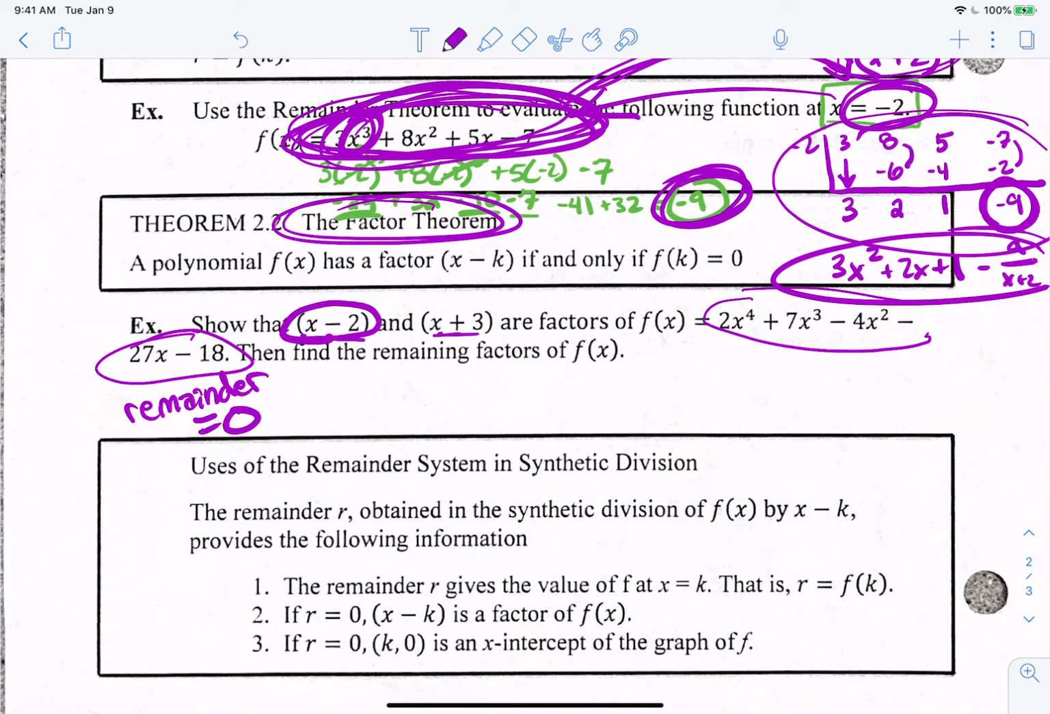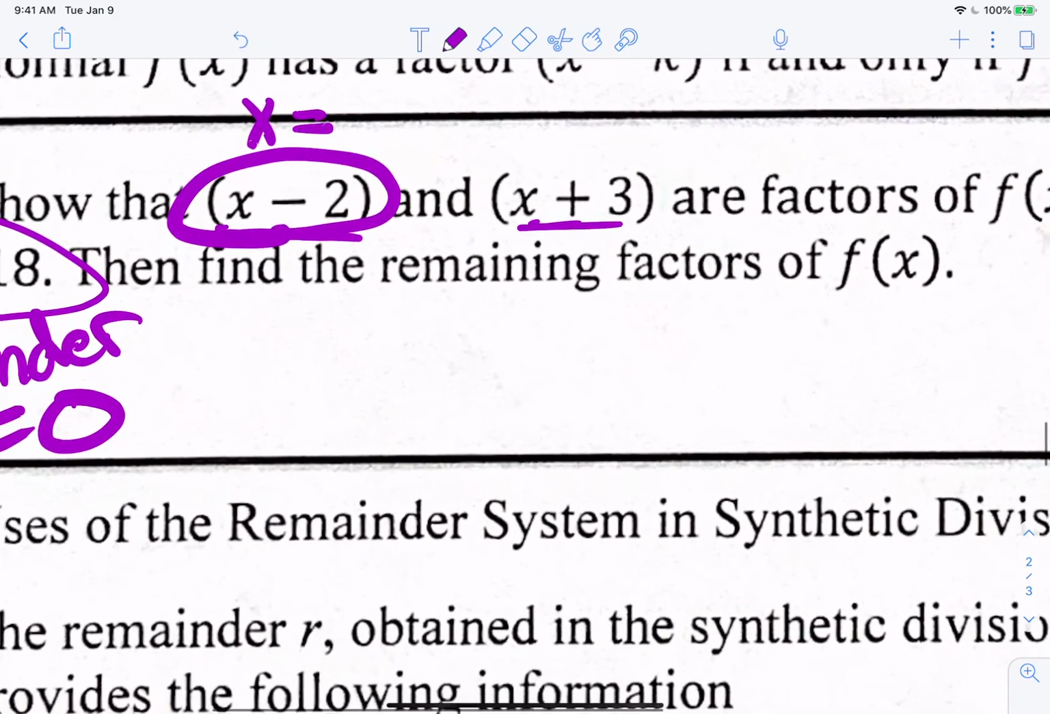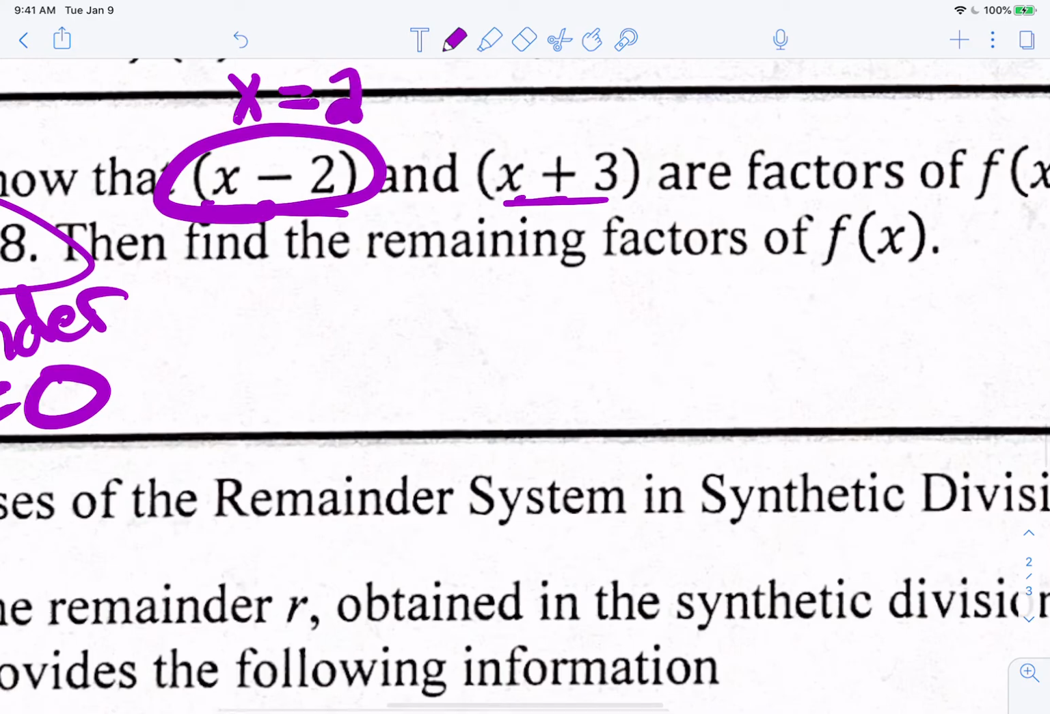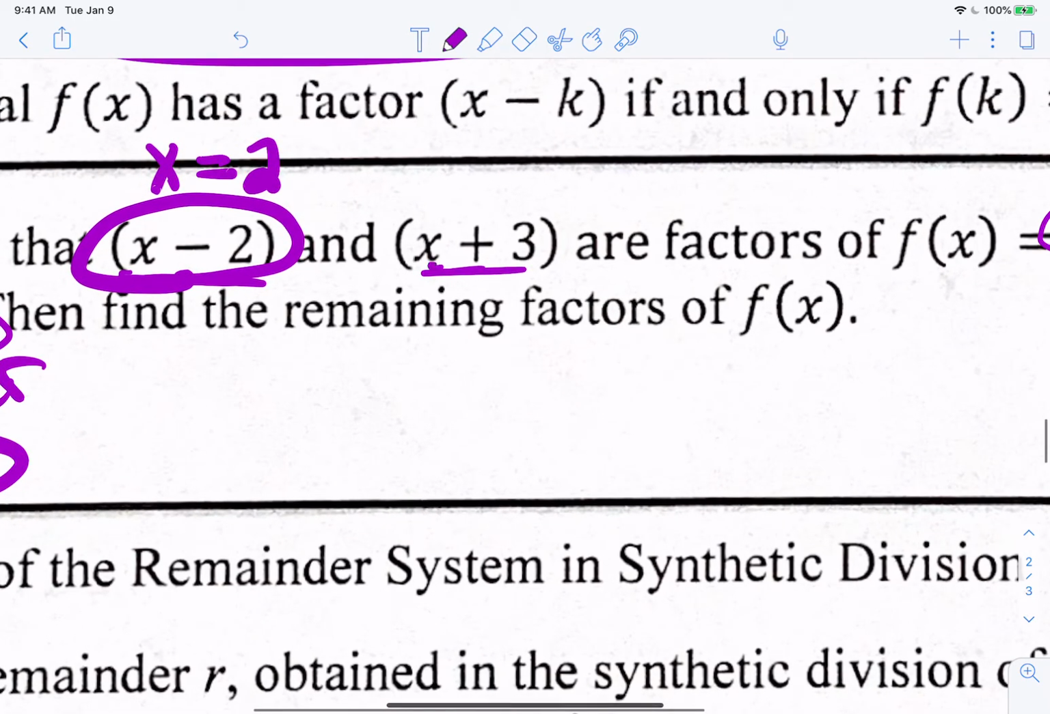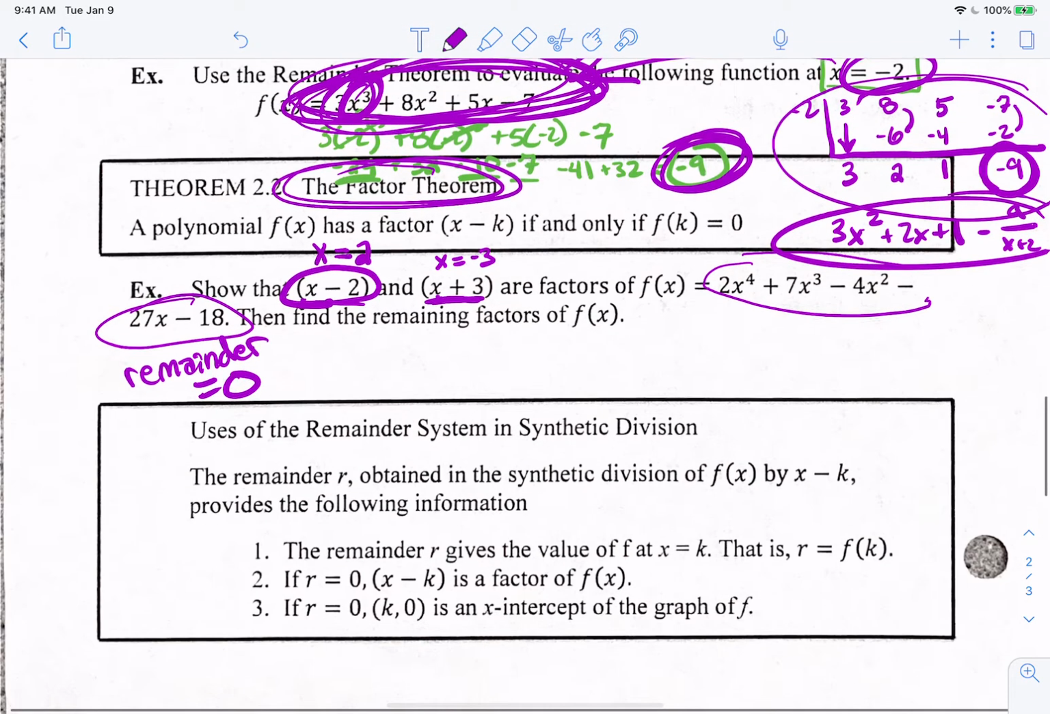What are you going to plug in? Positive 2, right? X minus 2, you set it equal to 0, so x is equal to 2. To see if x plus 3 is a factor, you would plug in x equals negative 3. Okay, so let's do that.